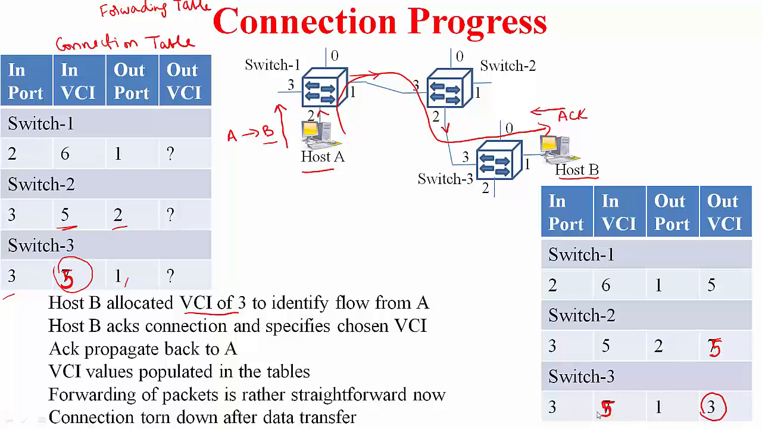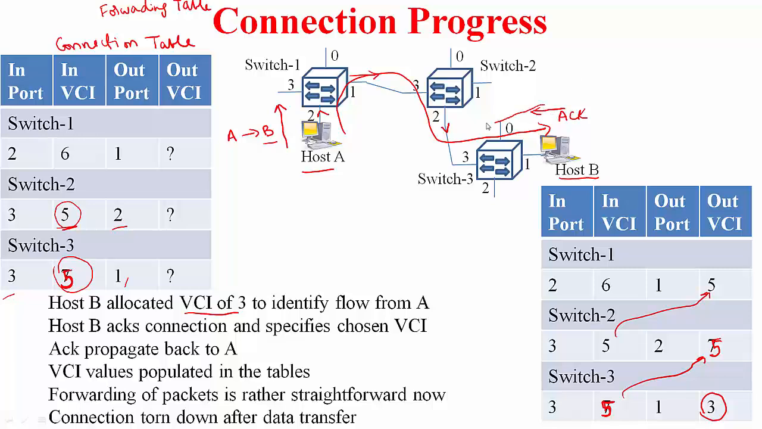Similarly, switch 3, because it used an in VCI of 5, is going to tell switch 2 to use an out VCI of 5. So this gets represented here, and similarly this gets represented here. So the point to note here is that the same VCI 5 is being used at the different switches. So this is local in scope and not global in scope.